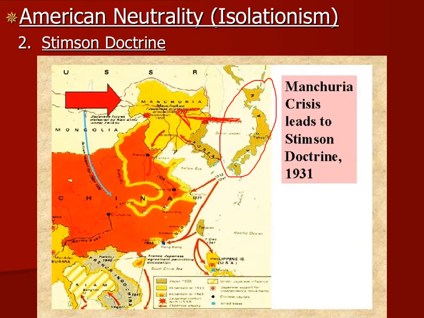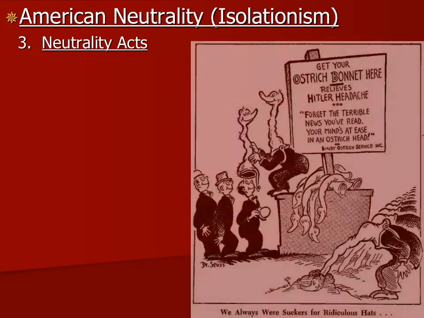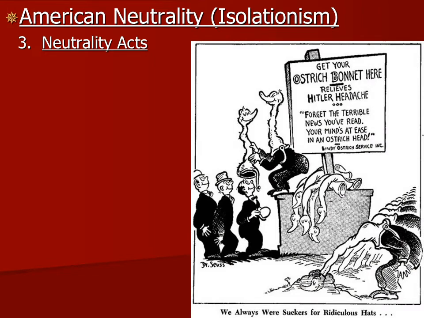So this Stimson Doctrine is just another example of us trying to stay out of a war. But if you notice the date, 1931, the Japanese actually start the progression of World War II before the Germans, because most of the time the Germans get blamed for it, but really it's the Japanese that started this international event in 1931.